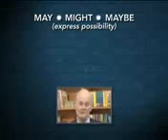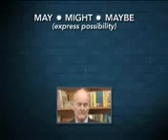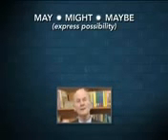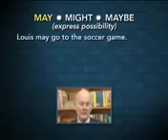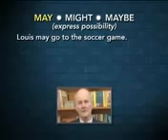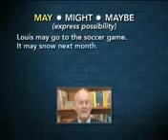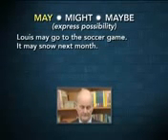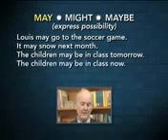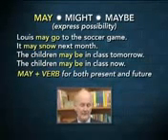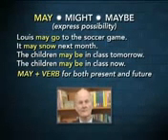Now, this diagram explains the use of these words. In English, we use these three words to express possibility. These words can also involve the idea of future time. So look at may. Louis may go to the soccer game later or tomorrow, right? It may snow next month. The children may be in class tomorrow. The children may be in class now, today. May plus the verb can be used for both present and future.